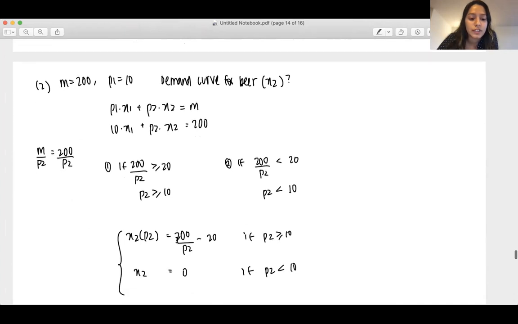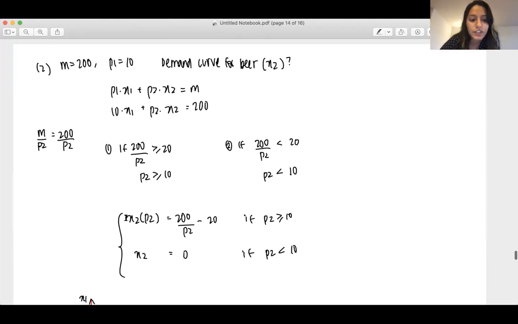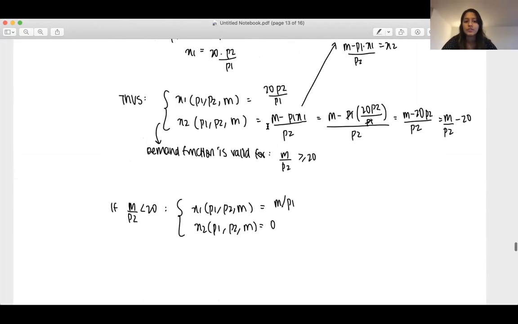So here it's 20 times p1, which is 20 times 10, which is 200, which is why I've written it like this here, over p2. We don't know what p2 is, minus 20. So here we're only solving the stuff for x2.